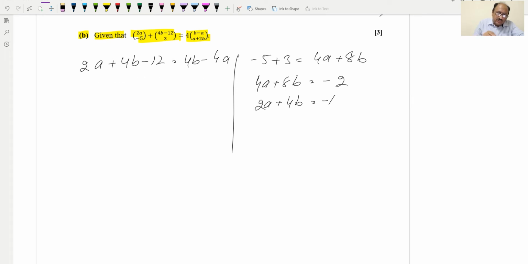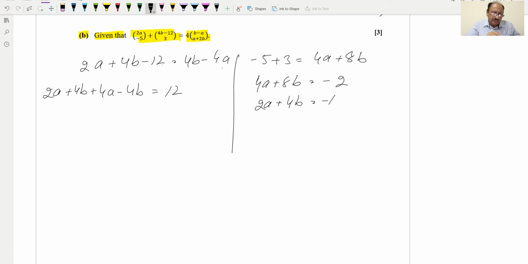Similarly, we will solve this equation as well. So it will be 2a plus 4b, and we can shift these also to the other side. So it will be plus 4a minus 4b is equal to 12. After adding the like terms, it will be 4a, and this will be what? We have done some mistake. This is 2a. If I recheck, 2a plus 4b minus 12 is equal to 4b minus 4a. Yes, this equation is correct.